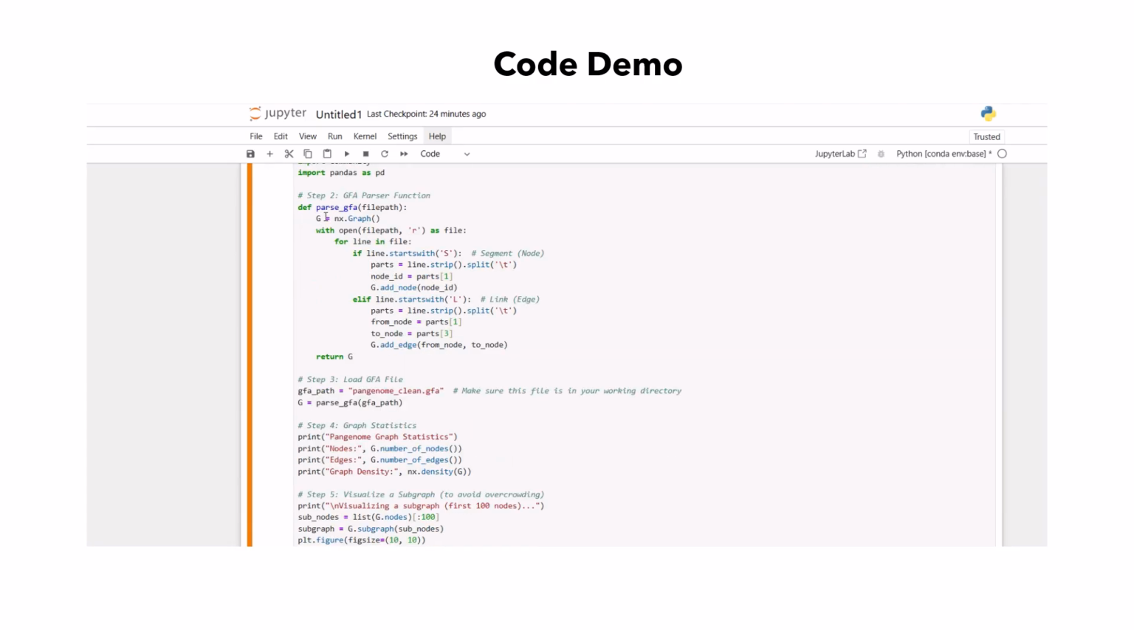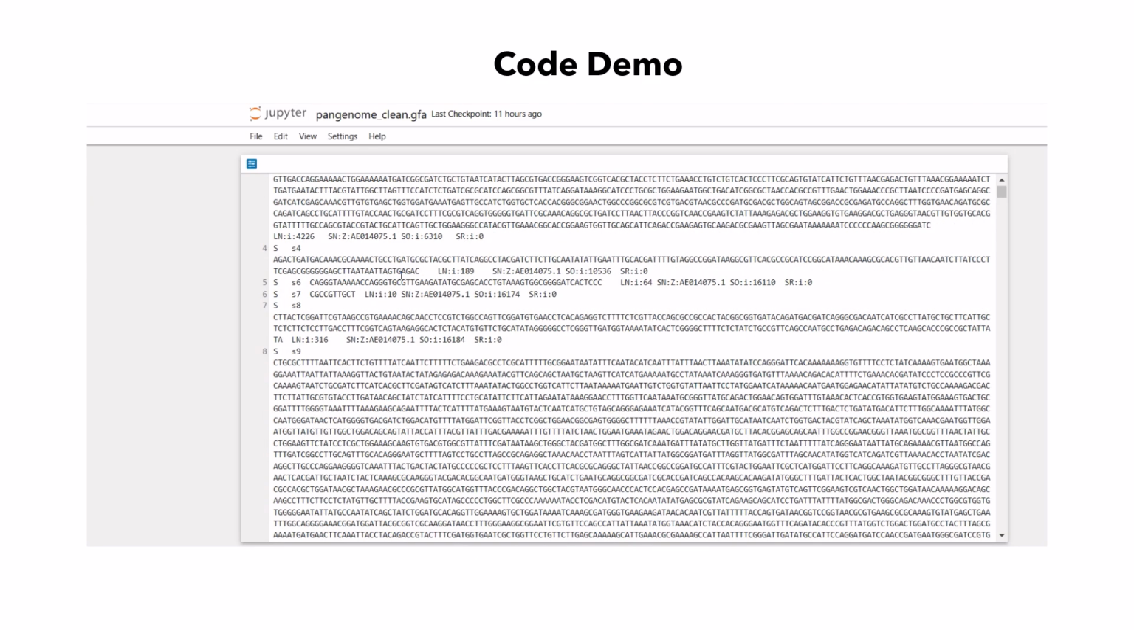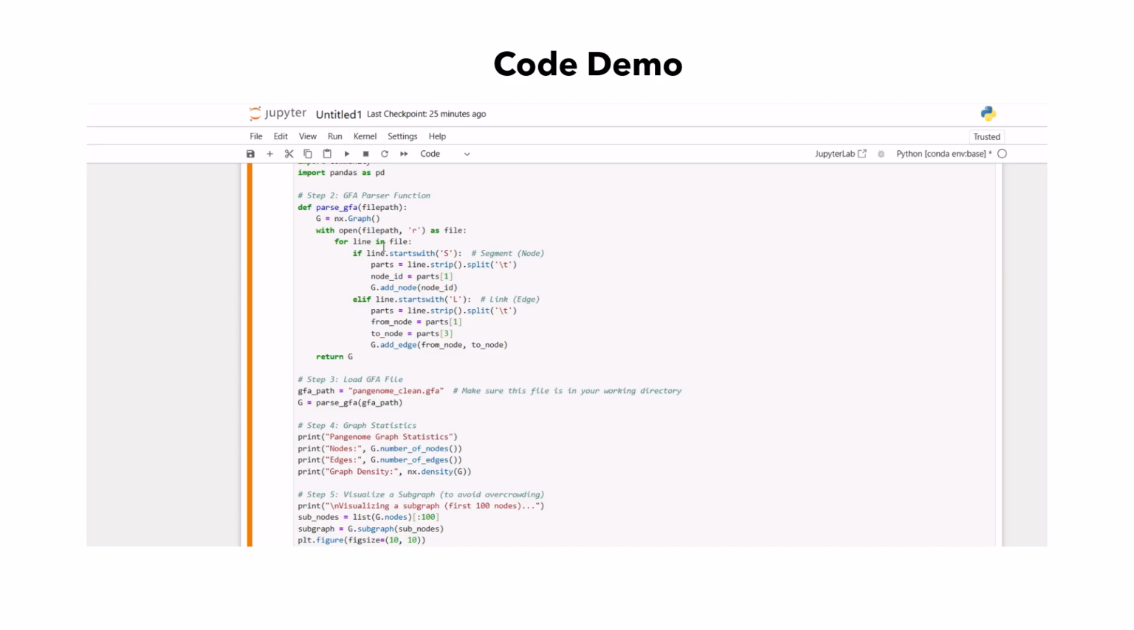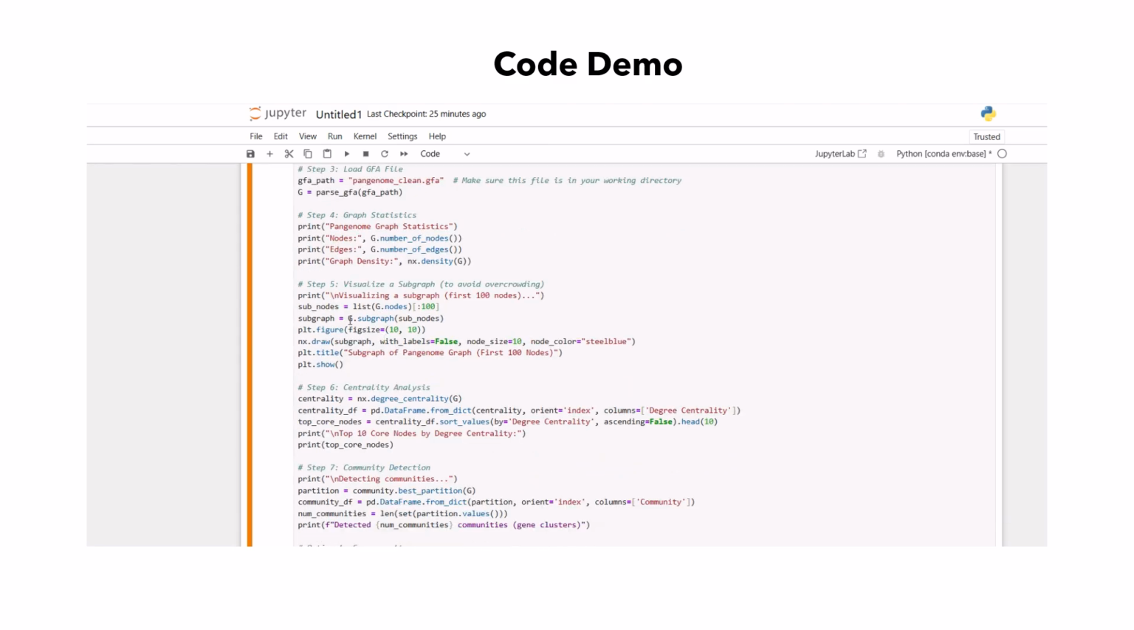And here the first one is the GFA parser function. It is to parse a GFA file and convert it into a NetworkX graph object. That is, the input will be our Pangenome graph in this format, and we will obtain a corresponding graph for that GFA file. And here we are computing the graph statistics, which include the nodes, which count the unique DNA sequence segments, then the edges, the connections between the segments, which indicate the genomic variation, and the graph density.